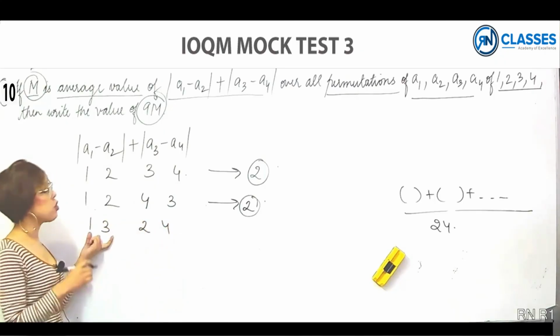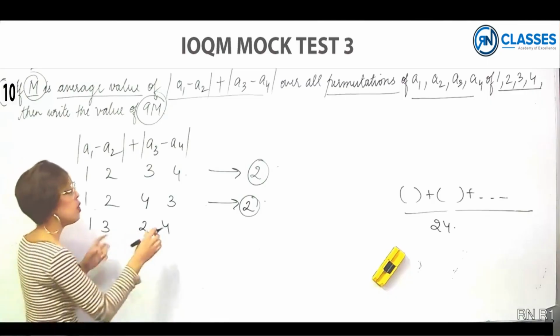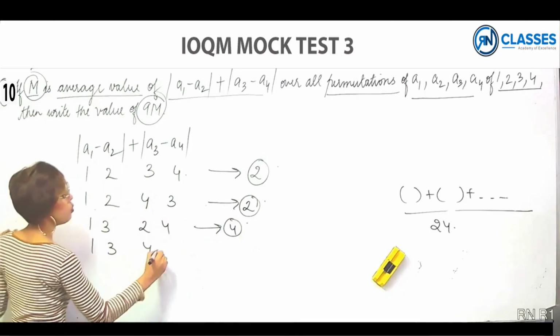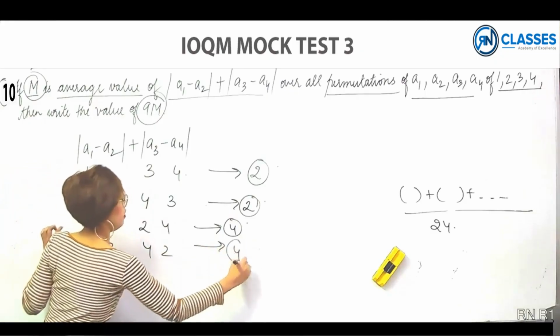Right? Mod of minus 2, that is 2. Mod of minus 2, which is 2. Sum would be 4. Right? Then 1, 3, 4, 2. Sum is again 4. Right?